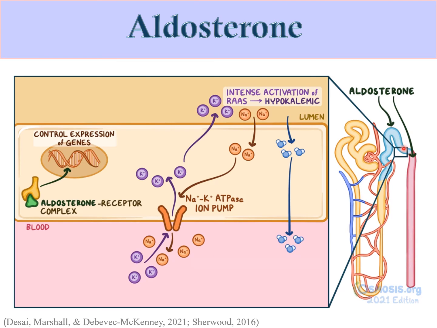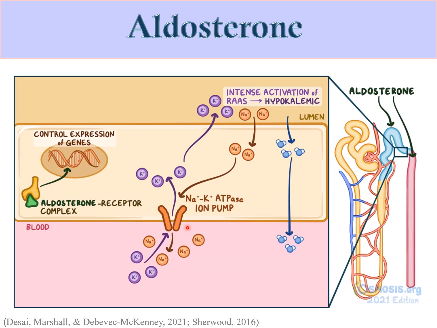Now, aldosterone gets into those cells and then binds to the receptors, forming an aldosterone receptor complex. This complex is able to control the expression of genes, which can increase levels of certain proteins over others. One protein in particular that gets expressed a lot more often due to this connection is the sodium-potassium ion pump, which sits on the basal surface of the cells.